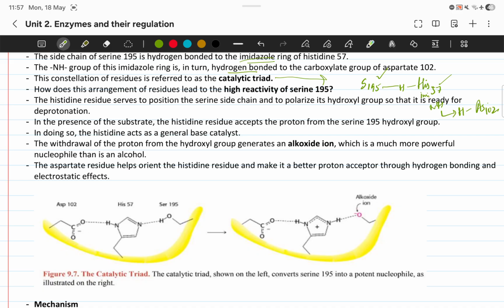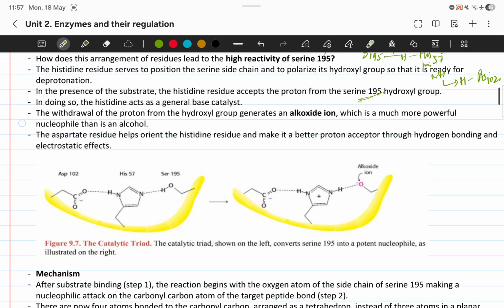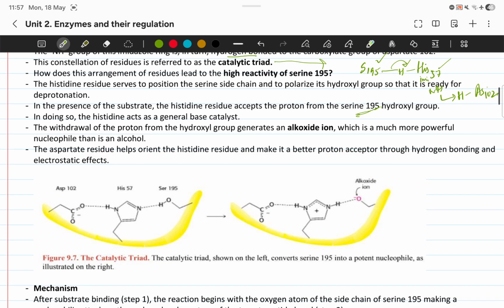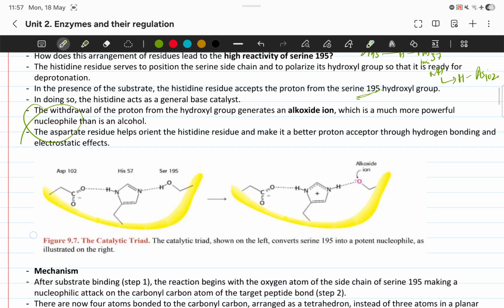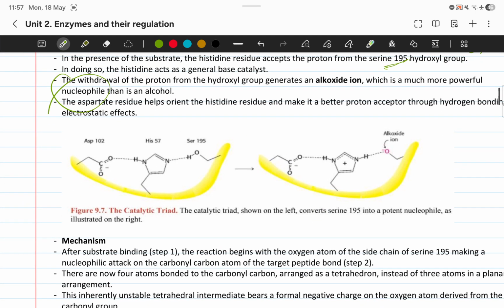In the presence of the substrate, the histidine residue accepts the proton from the hydroxyl group of serine 195. In doing so, the histidine acts as a general base catalyst. The withdrawal of the proton from the hydroxyl group generates an alkoxide ion, which is a much more powerful nucleophile than the alcohol. The aspartate residue helps orient the histidine residue and makes it a better proton acceptor through hydrogen bonding and electrostatic effects.